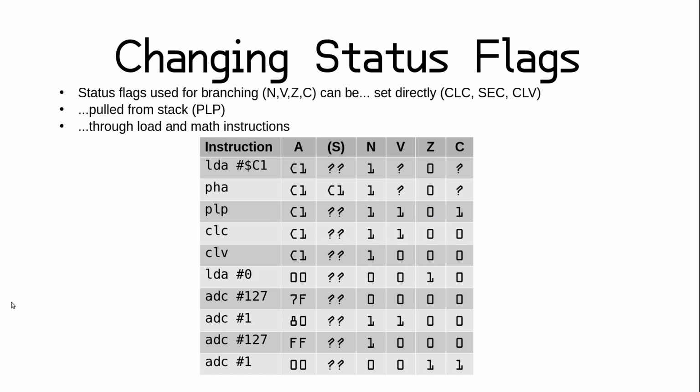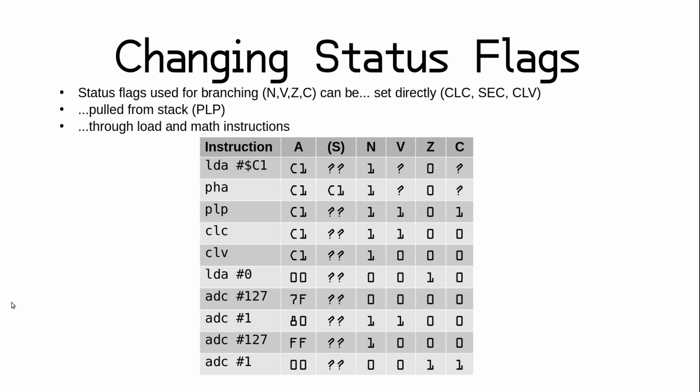The other bits can only be set using the stack to pull a value into the whole status register at once. We can use the PLP instruction to pull the value on the top of the stack into P, also known as the status register. You can even set that one unused bit if that's important to you, but generally we are depending on the side effects of math and load operations to set these bits.